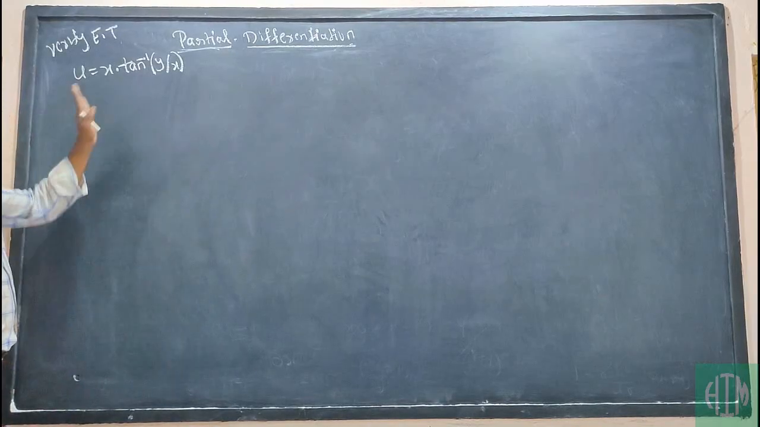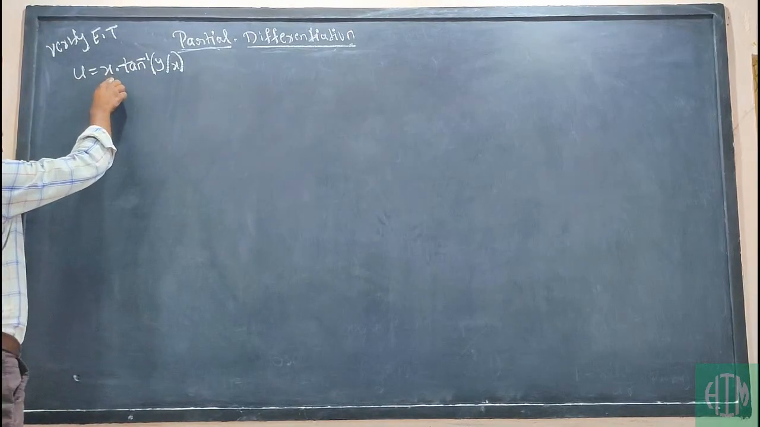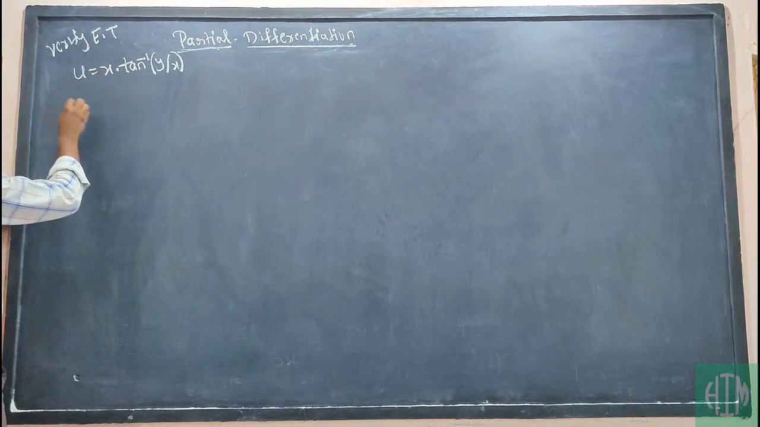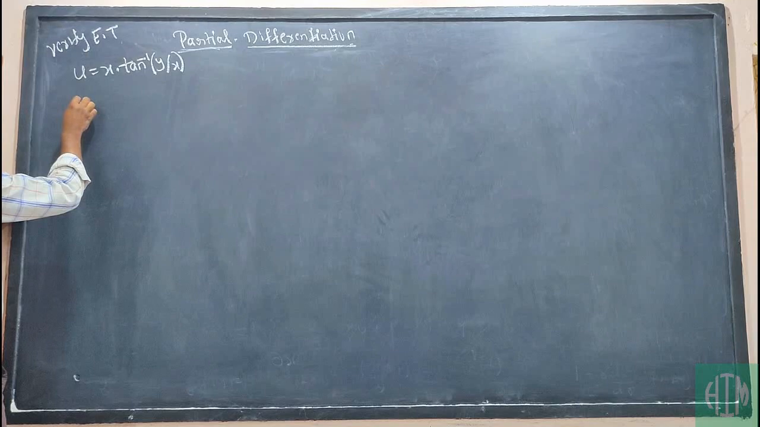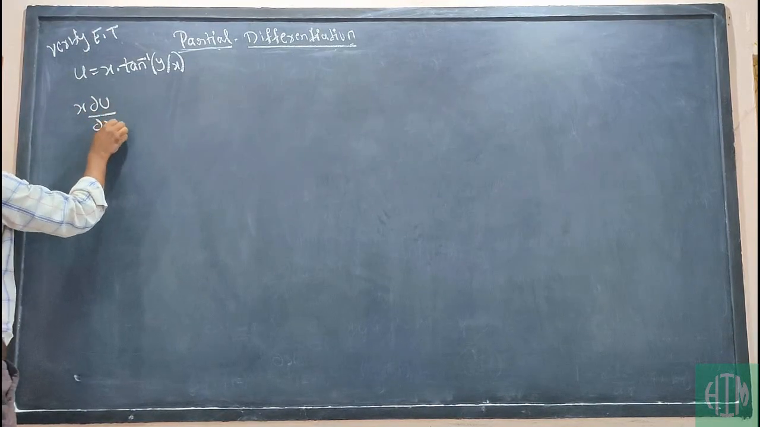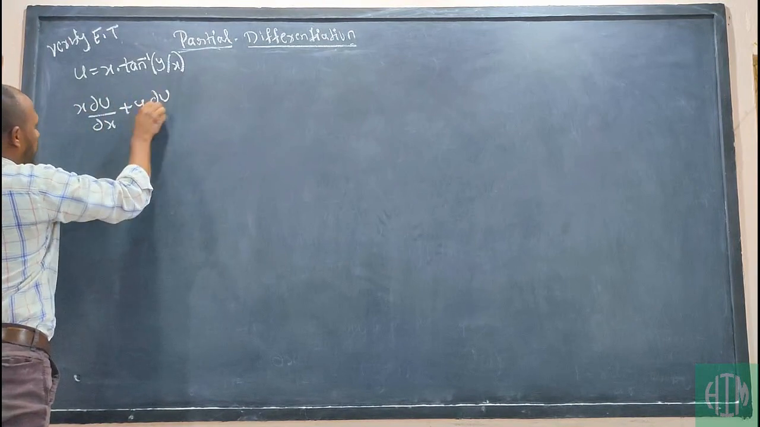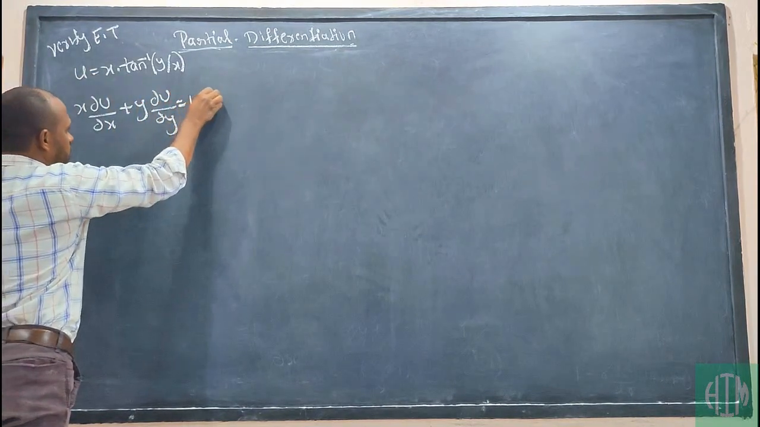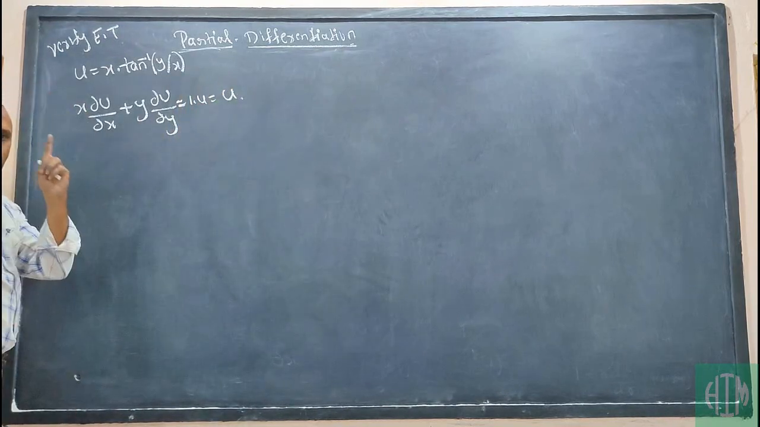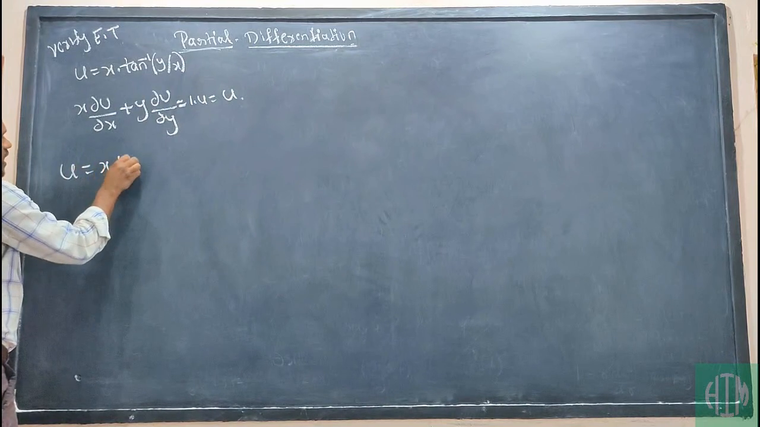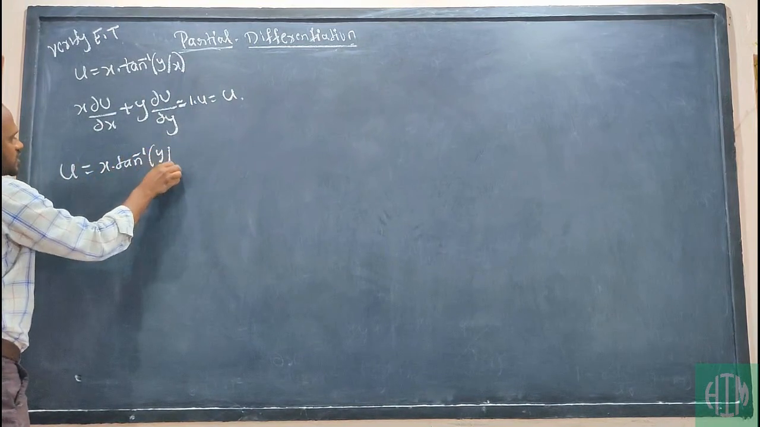Verify Euler's theorem. Now he has given the question. It is a homogeneous equation of power 1. What the theorem says is that x ∂u/∂x plus y ∂u/∂y equals 1 times u, which is nothing but u. We should prove that it is equal to u. The question gives u equals x tan inverse of y by x.